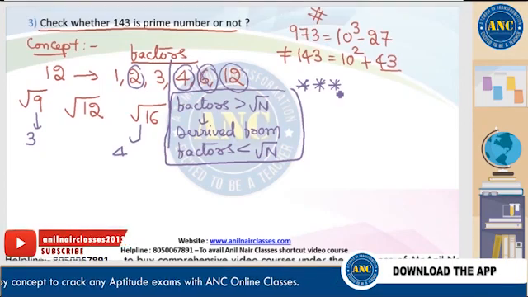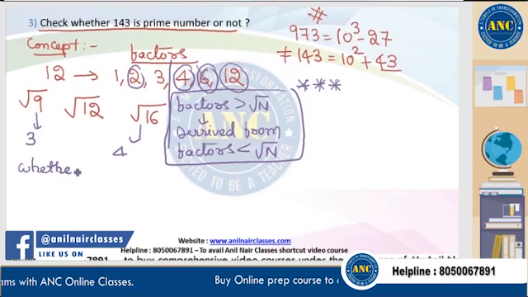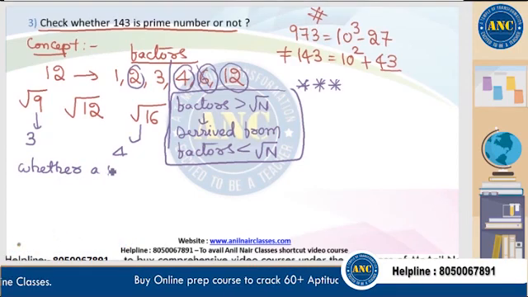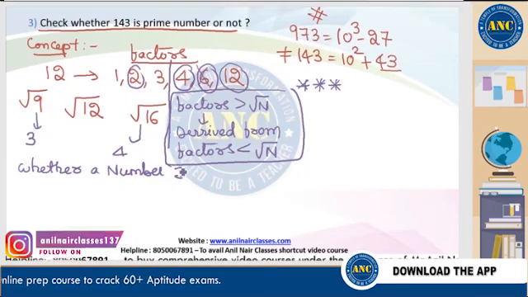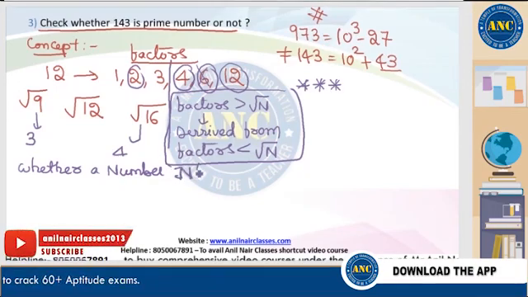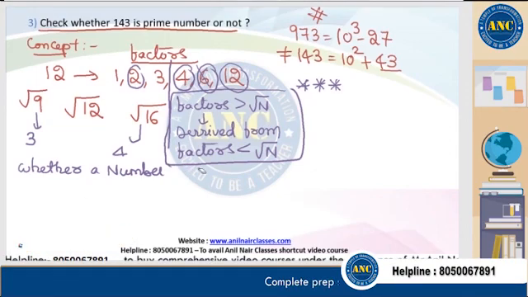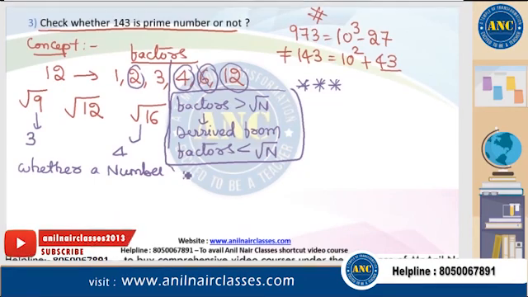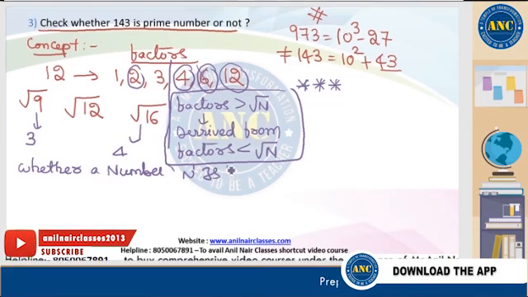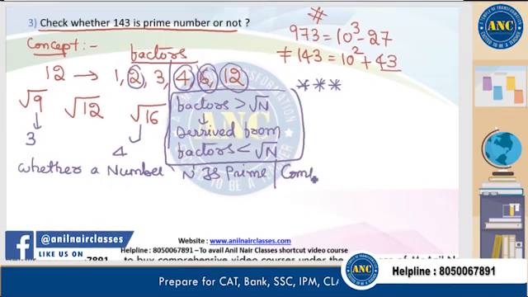Now, how to check whether a number is prime or composite? There is an alternative way. We will call that number n. Listen carefully to every question, sir. How to check whether a number n is prime or composite?